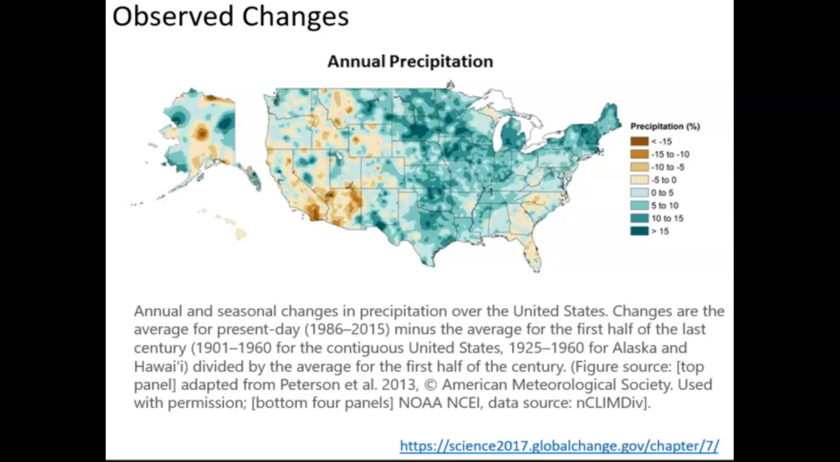Let's look specifically at the Southeast. Much of Florida, Georgia, South Carolina, and North Carolina have seen a mild decline in rainfall, while Alabama, Mississippi, and Tennessee have seen mild to moderate increases.